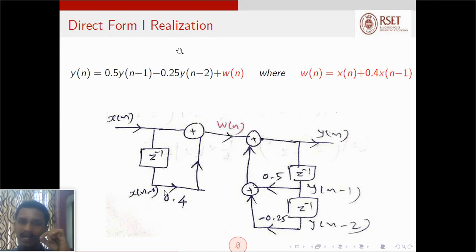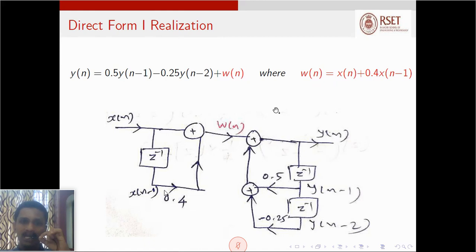So this is the idea of the direct form 1 realization. The basic idea is that you need to separate the output part and input part and realize them separately. So you represent the input part, w(n), in terms of the input x(n), and then y(n) with this corresponding w(n). So separate the output part and input part like this and realize them. This is the idea of direct form 1 realization.